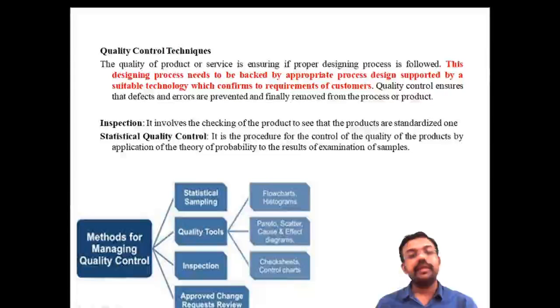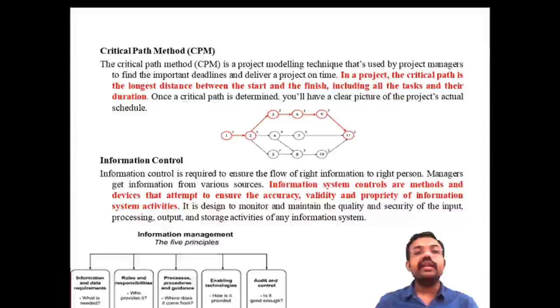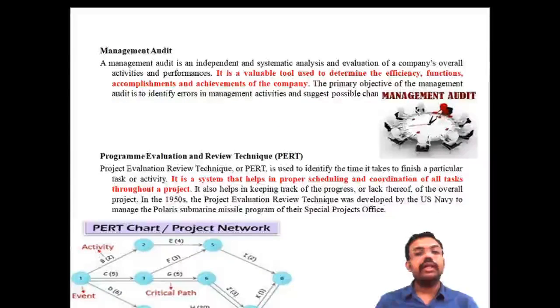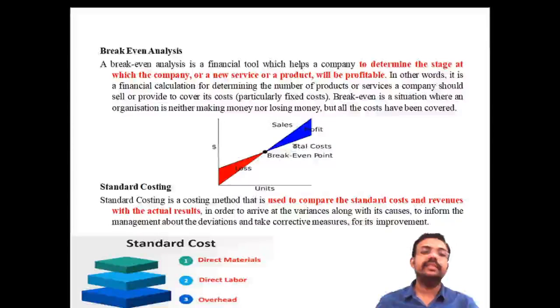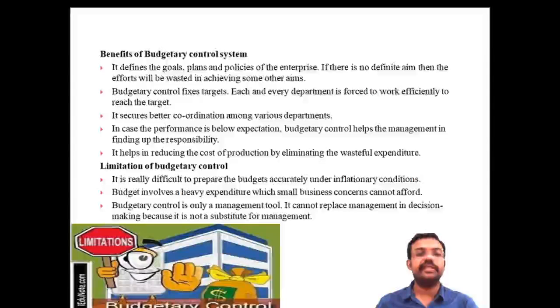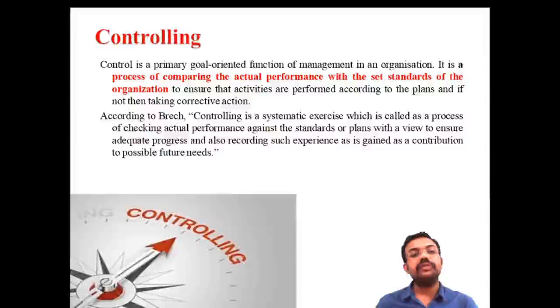Okay, let me conclude. This lecture is purely related to the important quality control techniques, meaning the important controlling techniques. We're starting with controlling. What is controlling? Controlling is a process of measuring your actual performance, comparing it with the standard, finding out the deviation, and taking corrective action. That process is known as controlling.